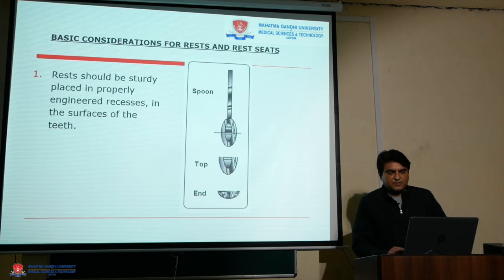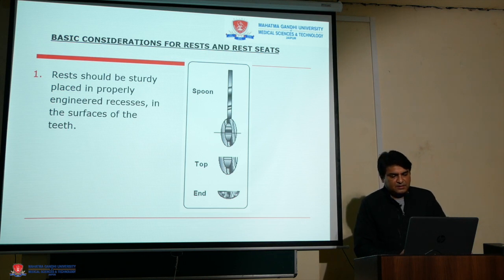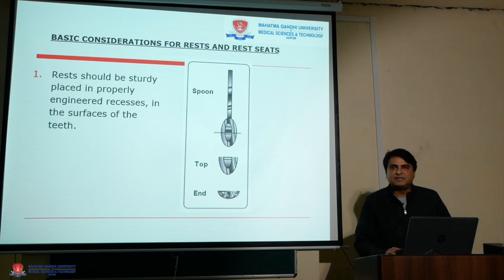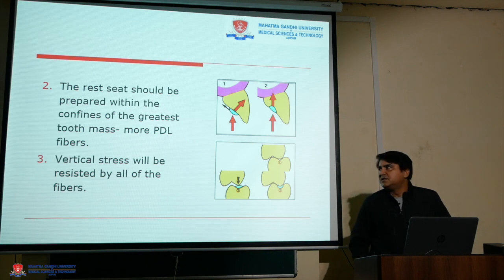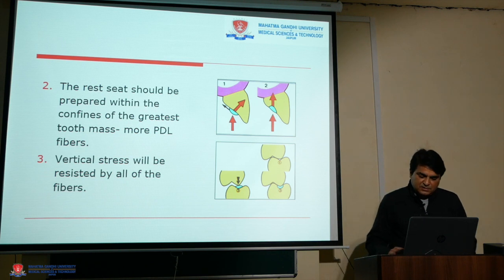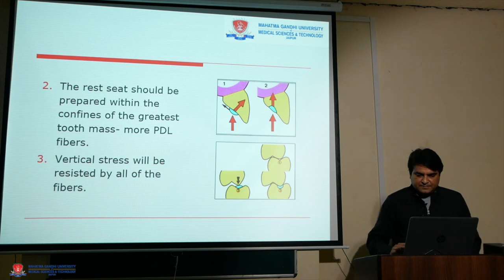The basic consideration for the rest and rest seat design is that it should be half spoon shaped from the top, and in the cross sectional end it should be crescent shaped. The rest should be sturdy, placed in a properly engineered recess. The recess is prepared in the enamel of the teeth. The rest seat should be prepared within the confines of the greatest tooth mass so that more periodontal ligament can be involved during the vertical stress, which can be seen in this figure.